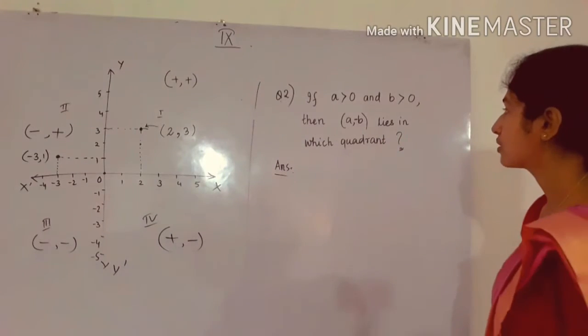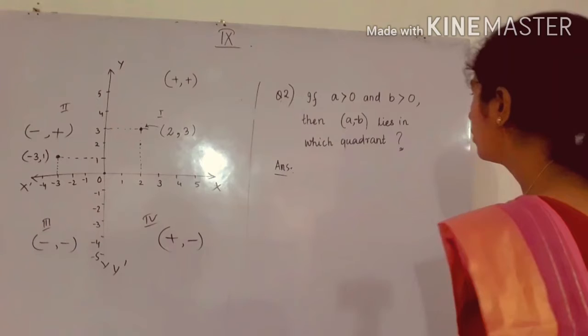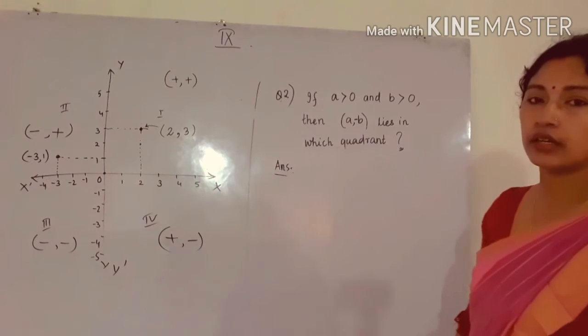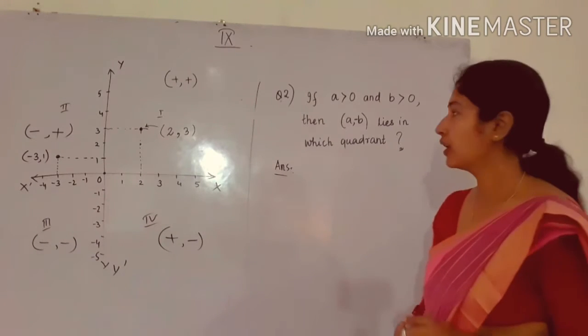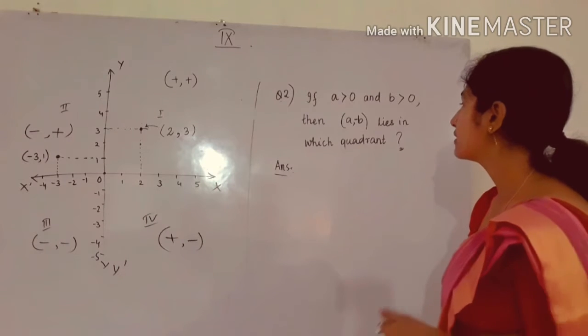Similarly, see the next question. If a is greater than 0 and b is greater than 0, the condition is what? Both are positive. Then (a, -b) lies in which quadrant?